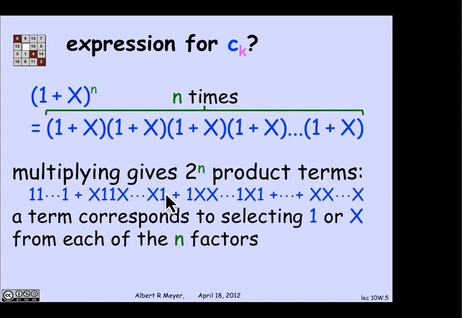So that's the simple idea. If you multiply out n terms, each of which is a sum of two things, you're going to wind up with 2 to the n terms corresponding to every possible way of selecting one or the other of the components from each of the n factors.